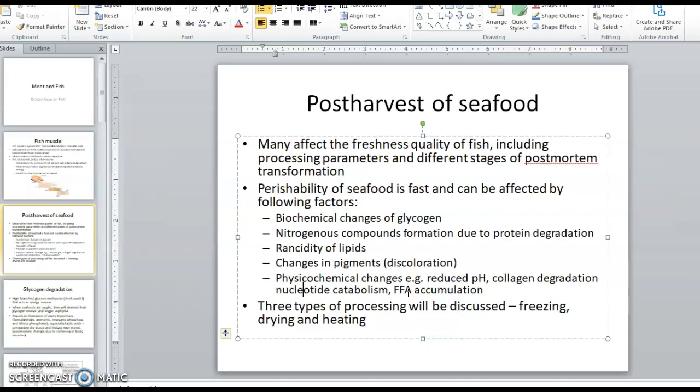So when they die, the fat will undergo lipolysis, being broken down by the enzyme and forming free fatty acid. So sometimes when we want to know whether the fish has been dead for a long time, we can measure the amount of free fatty acid in the fish, okay? Or we can use other parameters, for example, the rancidity of lipids, the formation of nitrogenous compounds, or the reduction of the glycogen inside the fish. Right? Three types of processing will be focused on. The first one is freezing, the second one is drying, and the last one is heating.